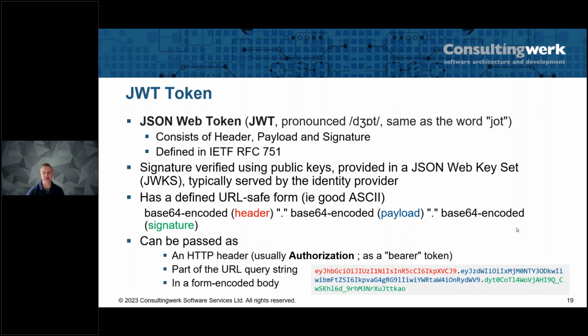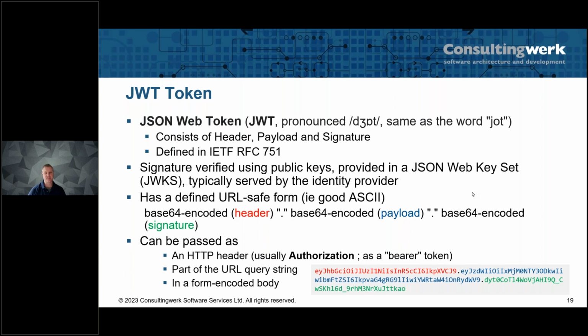I could just create one in Notepad and send it to the application and say, hey, I'm Mike, right? But without some kind of verification mechanism, which is the public key mechanism coming out of what's called a JSON Web Key Set, another acronym, JWKS, and those are provided by, in this case, Azure Active Directory. So they'll provide a set of public keys that can be used to verify that this token is legit.